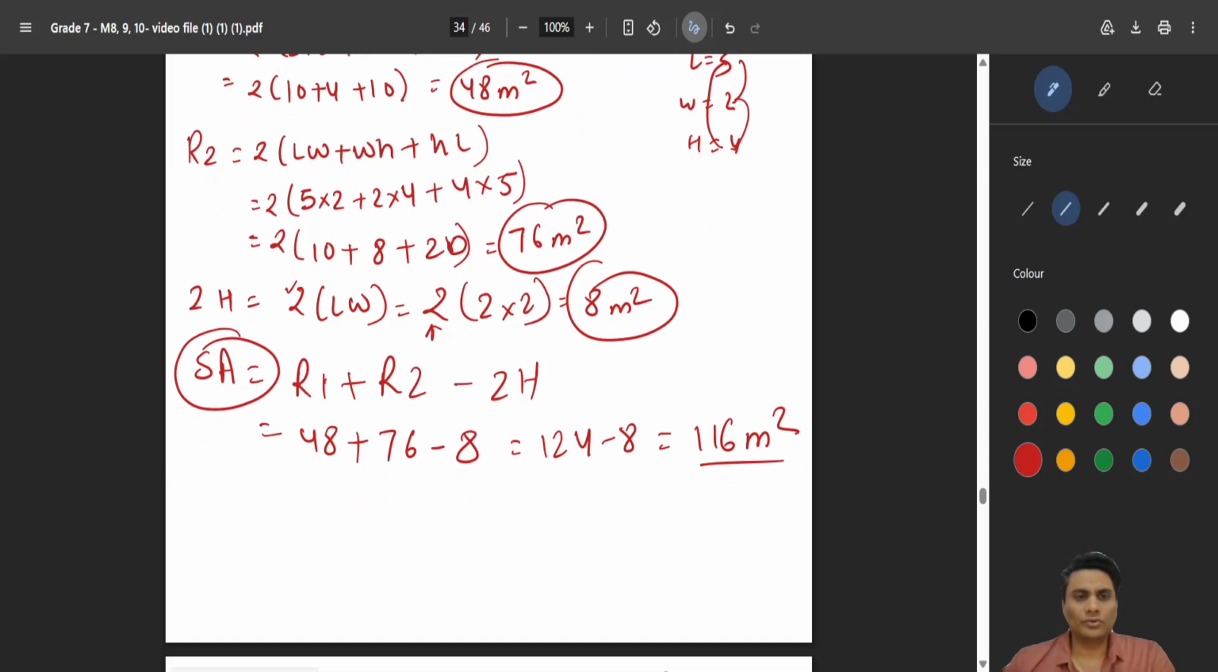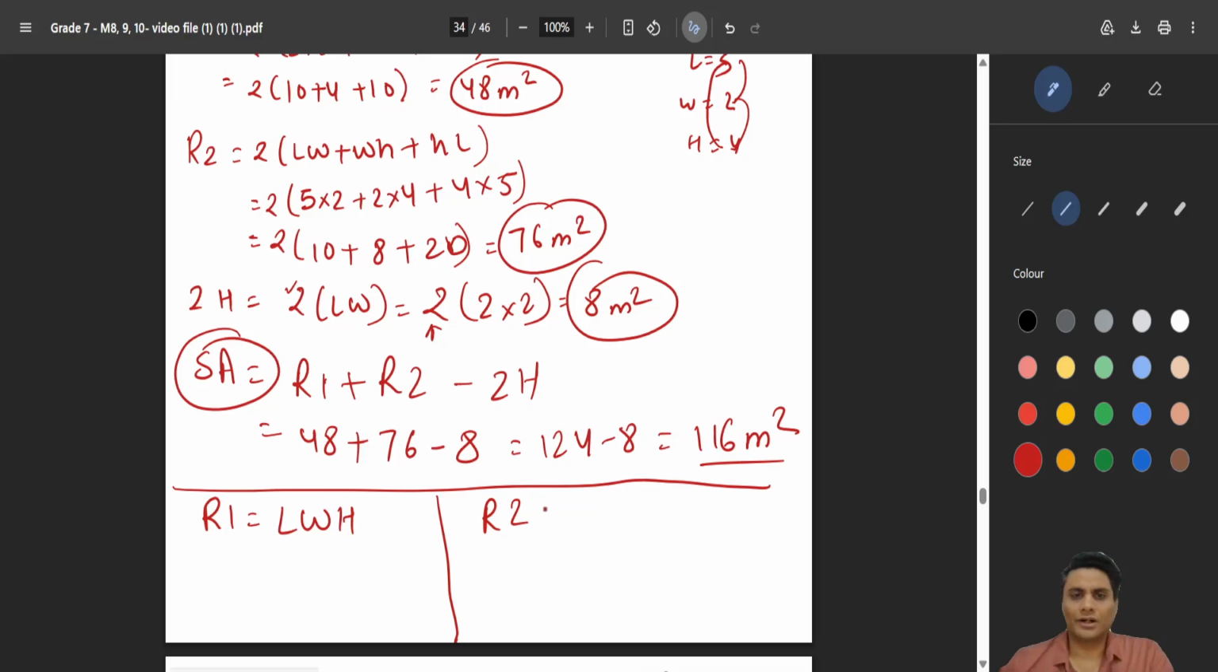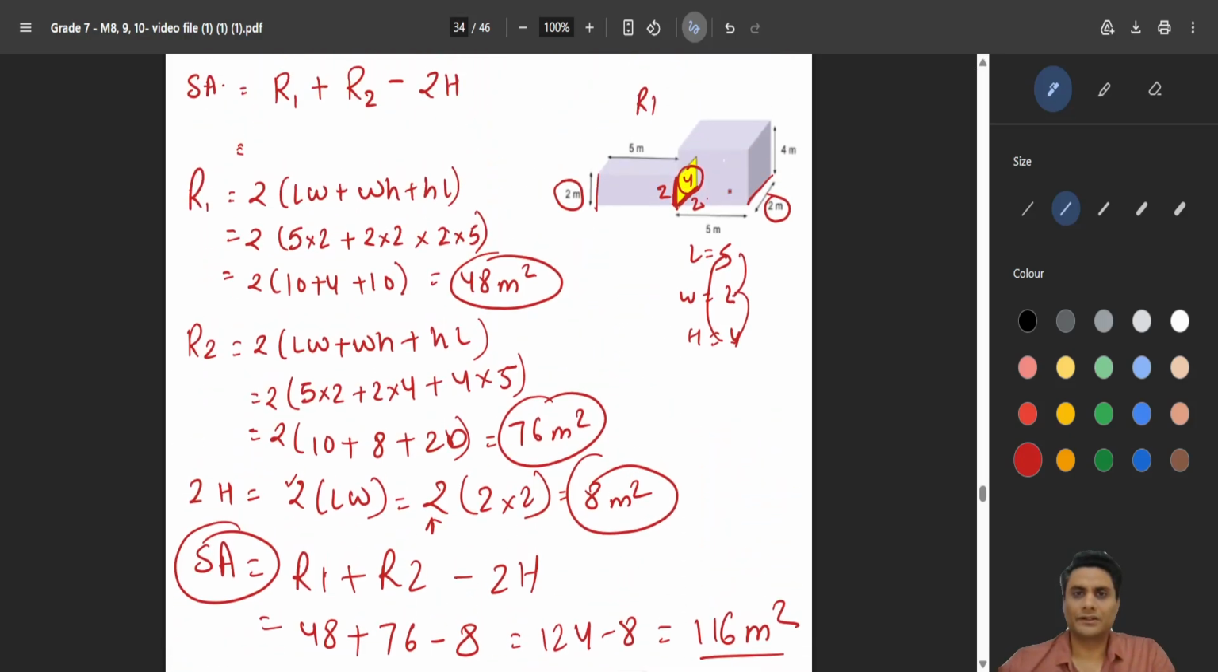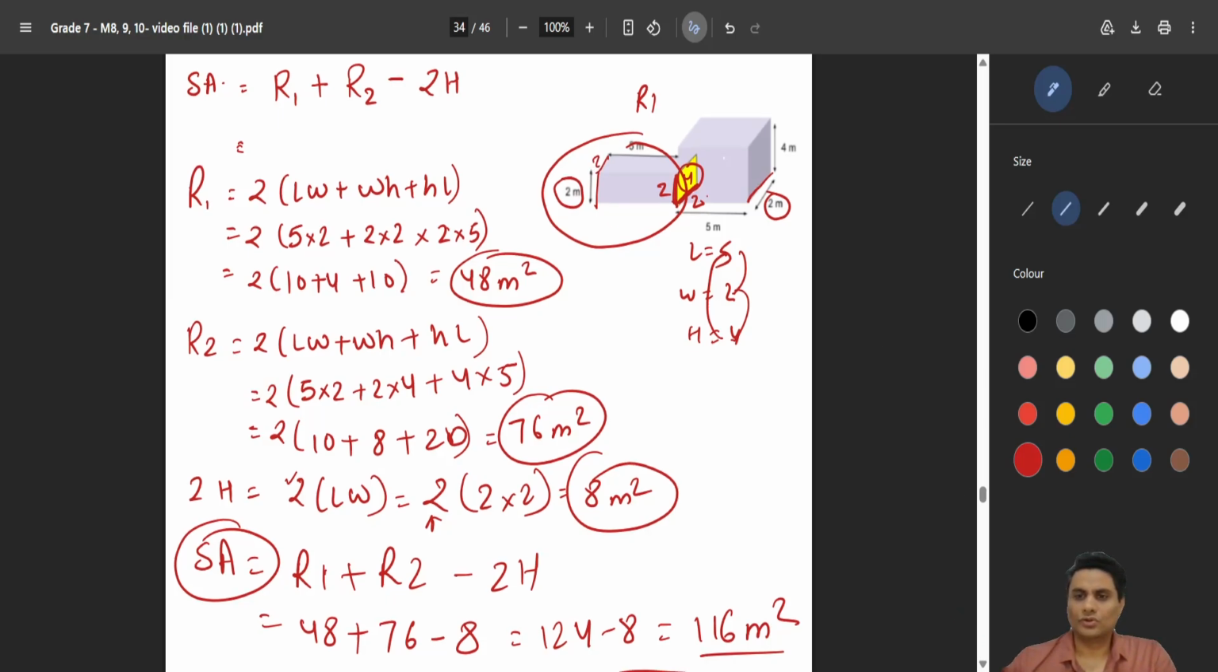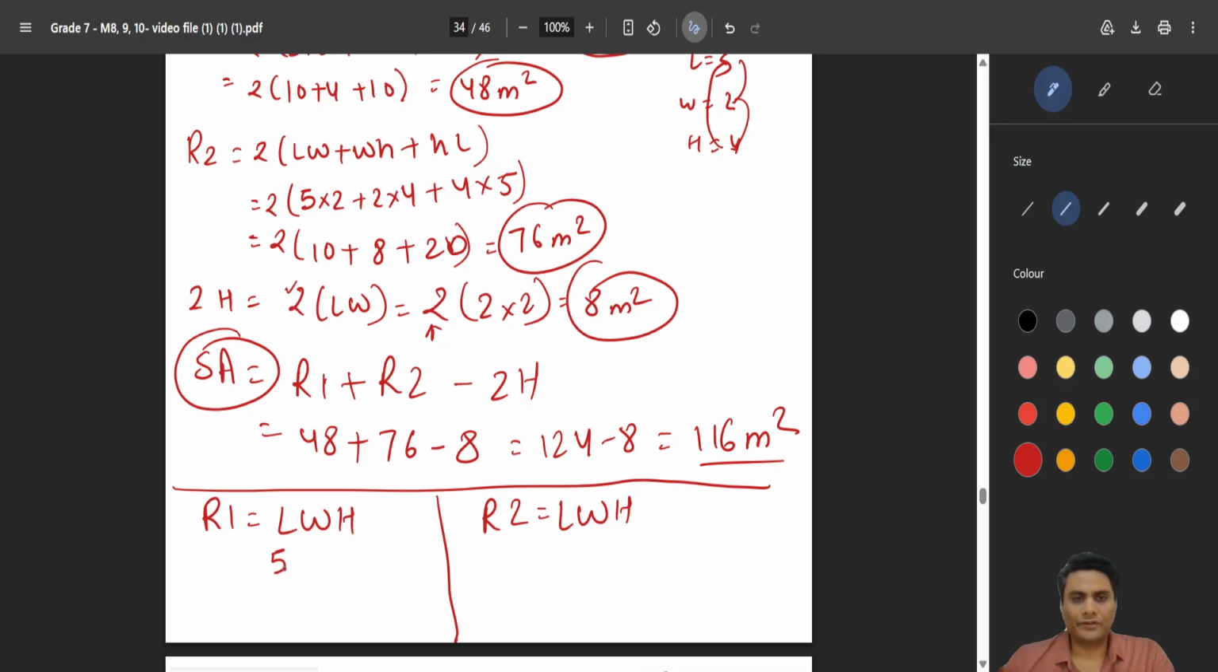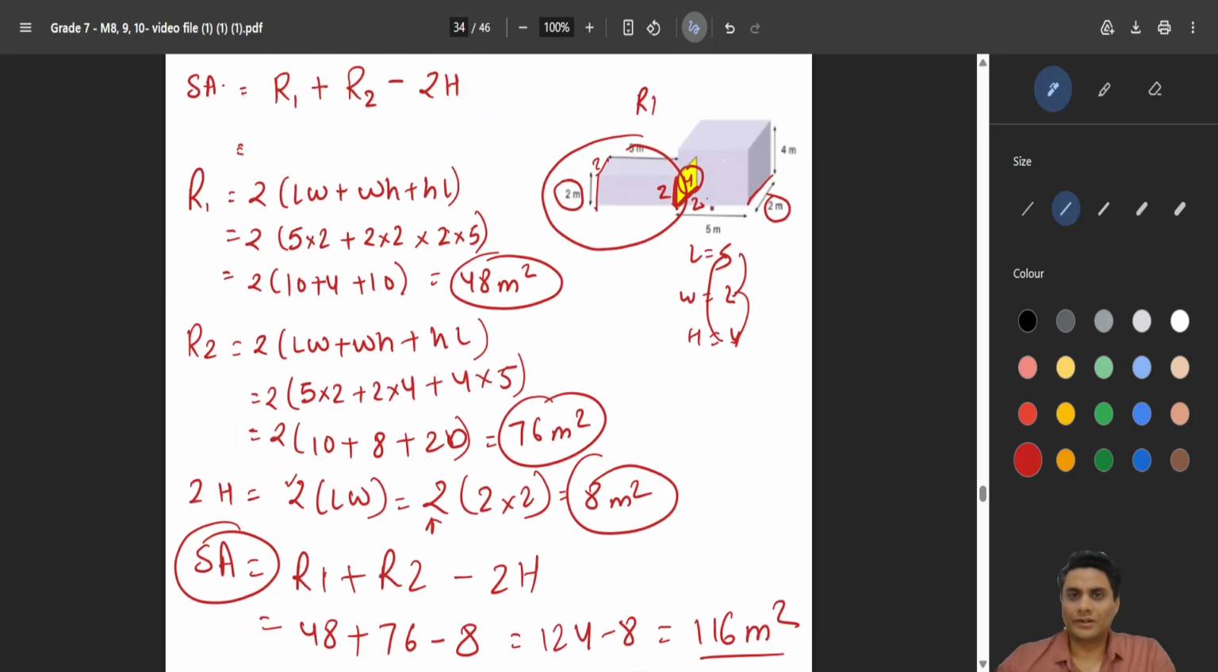Volume is simple. In volume you do not have to put too much brain. For R1, what will be the volume? Simple, length times width times height. And for the R2, what will be the volume? Again, length times width times height. So what is the length, width, height? Quickly see. For the R1, length, width, height is 5, 2 and 2. So what will I do? 5 times 2 times 2. How much? 5 times 2, 10, 10 times 2, 20. So 20 meter cube.